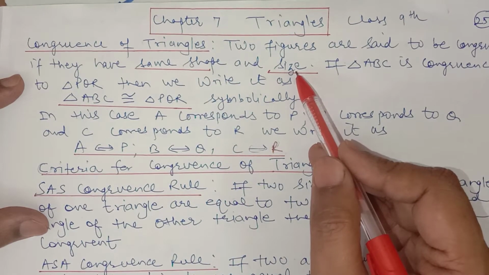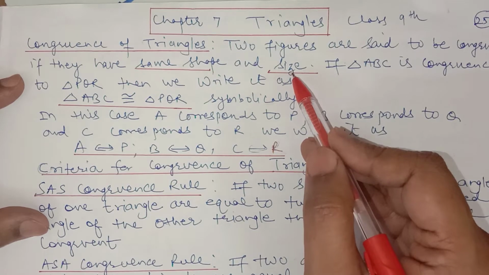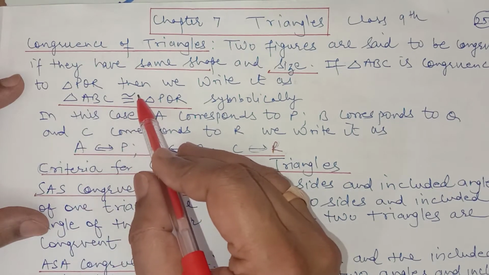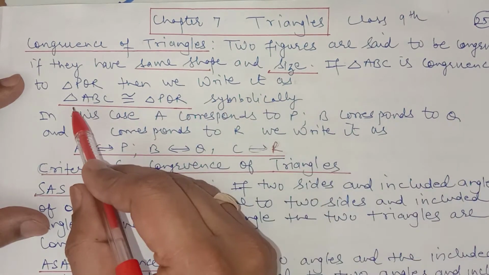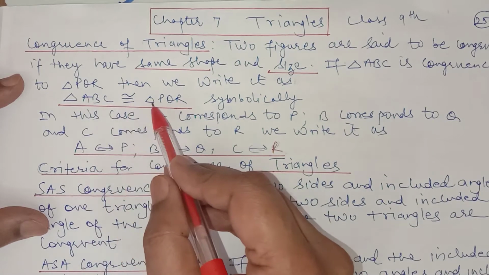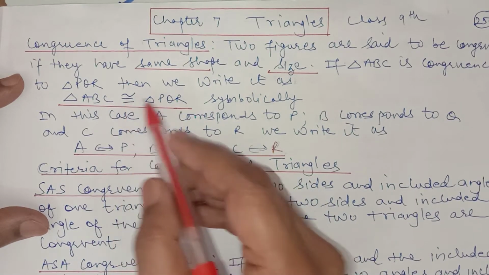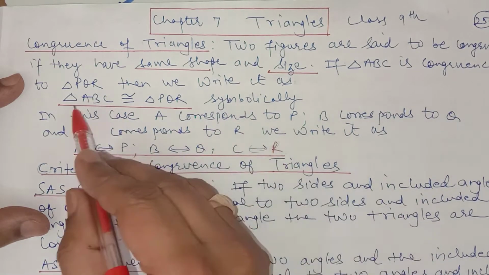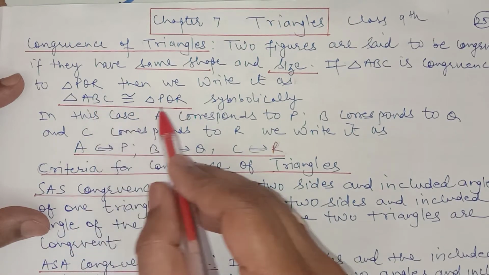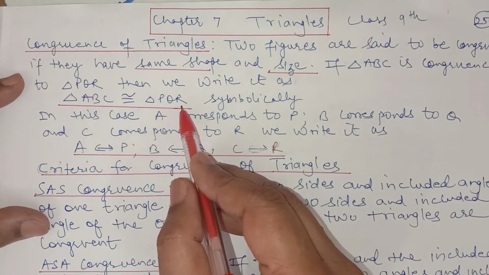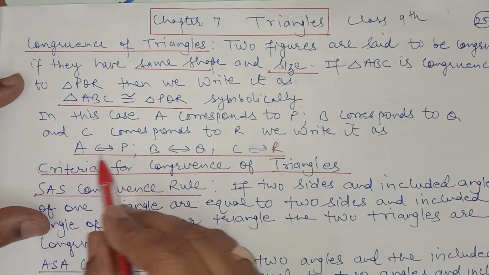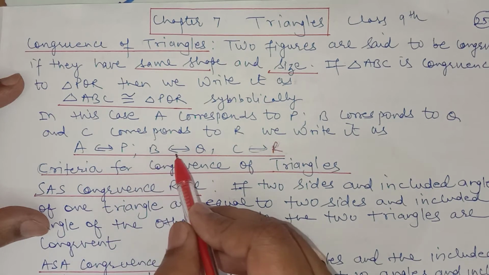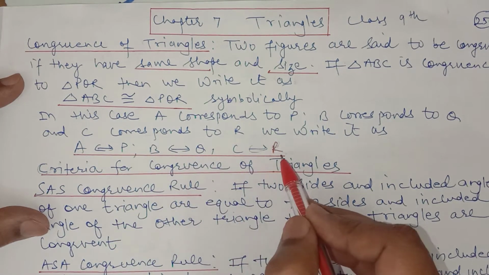This is the meaning of congruent triangles or congruent figures. Now if triangle ABC is congruent to triangle PQR, then we write it as triangle ABC ≅ triangle PQR. This is a sign for the congruency. Symbolically, in this case, A corresponds to P, B corresponds to Q, and C corresponds to R, and we write it like this. This is a sign for the correspondence.